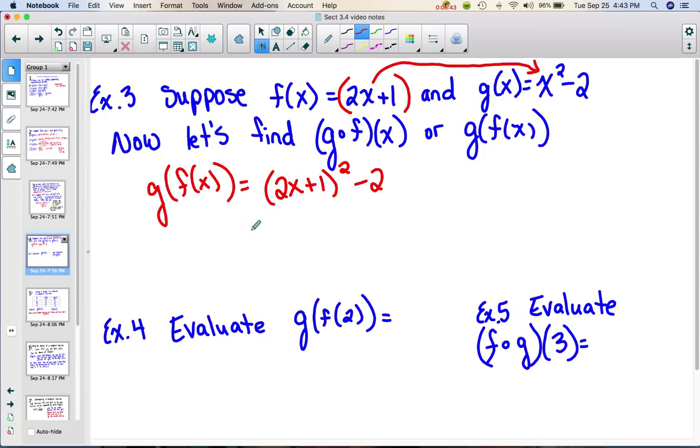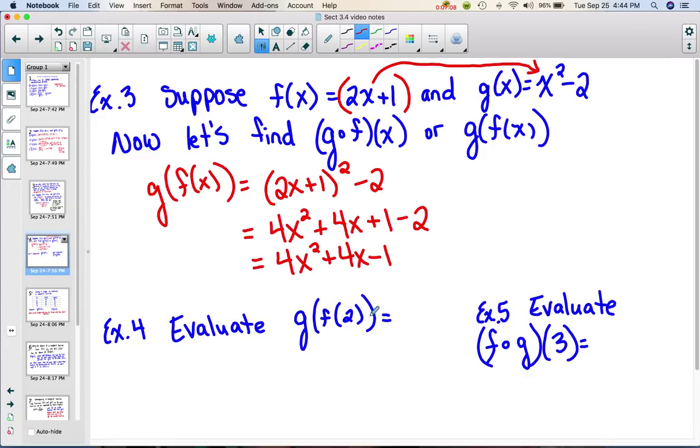So this I'm going to have to multiply out. Remember, you square the first term, multiply and double, square the last term. You'll do that a lot, and simplify. And that's my answer.